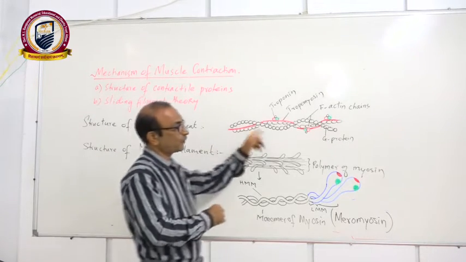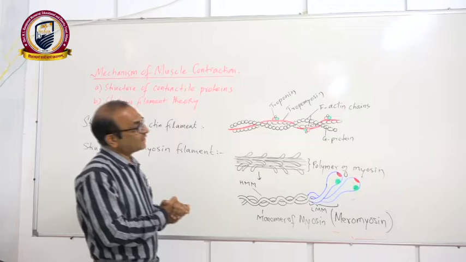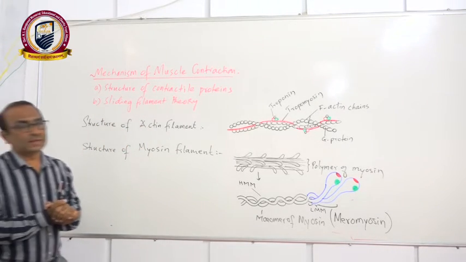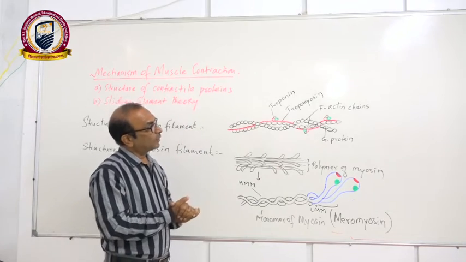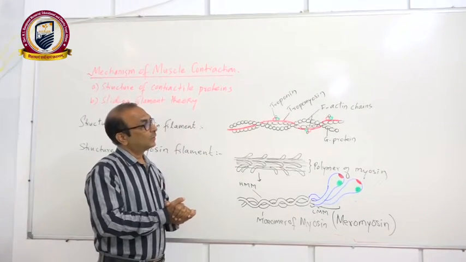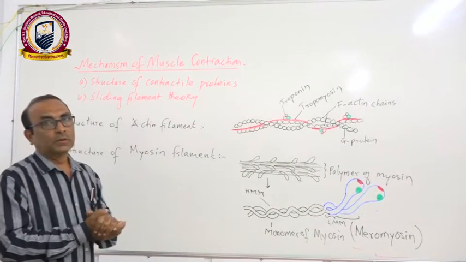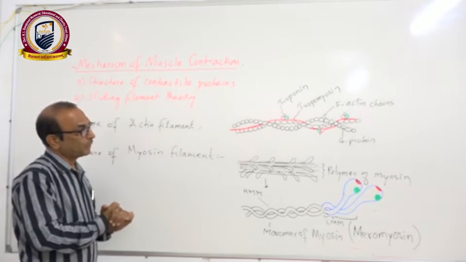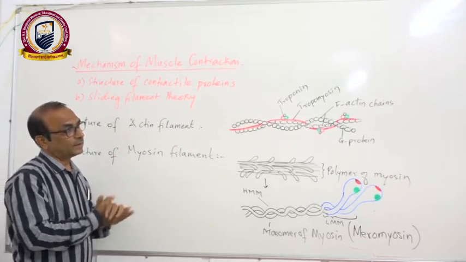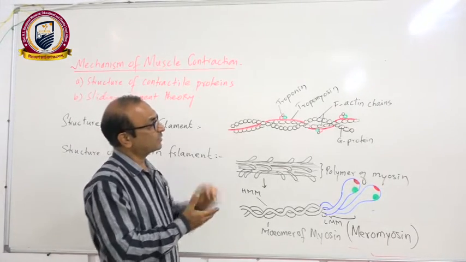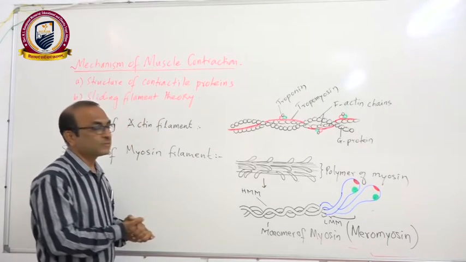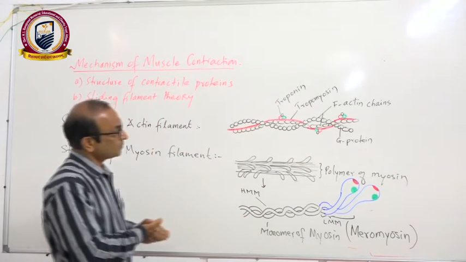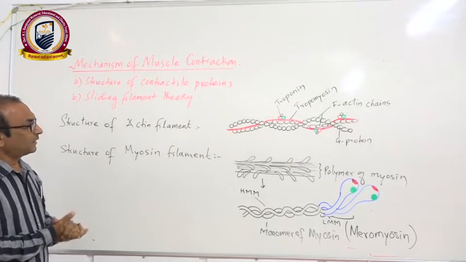Now just remember the structure. In the case of smooth muscles, in place of the troponin molecules there are calmodulins. We'll discuss that later on. Just remember, calmodulin molecules are there in the smooth muscles, but in all other muscles we find troponin molecules attached to the tropomyosin thread. That is about the actin filament structure.